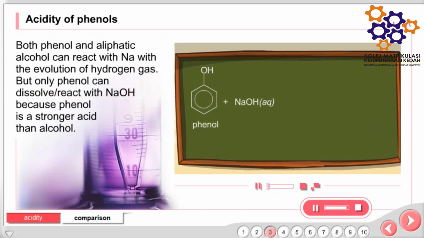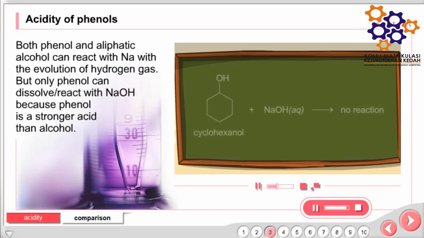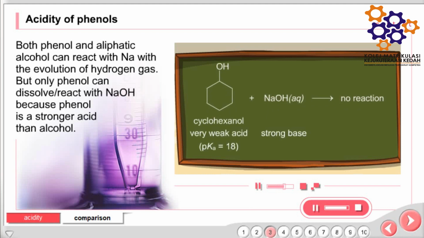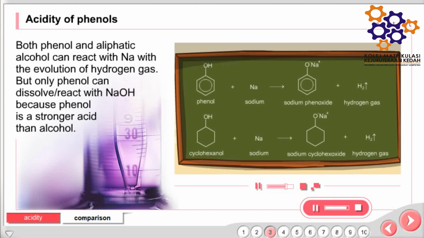Because of the higher acidity of phenols compared to aliphatic alcohols, aqueous sodium hydroxide converts phenols into their salts, producing water-soluble sodium phenoxides. The corresponding reaction of cyclohexanol with aqueous sodium hydroxide does not occur, since this aliphatic alcohol is an even weaker acid than water. But both phenols and aliphatic alcohols can react with metallic sodium to form phenoxides and alkoxides respectively, together with the evolution of hydrogen gas.